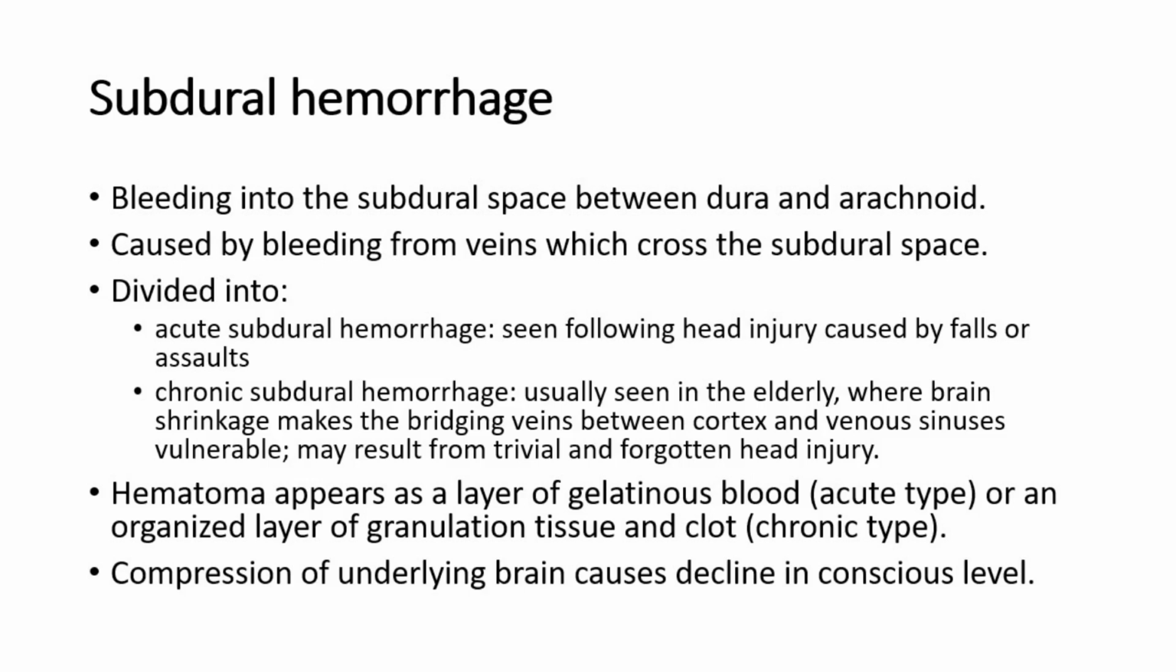Hematoma appears as a layer of gelatinous blood in acute type, or an organized layer of granulation tissue and clot in chronic type. Compression of underlying brain causes decline in conscious level.